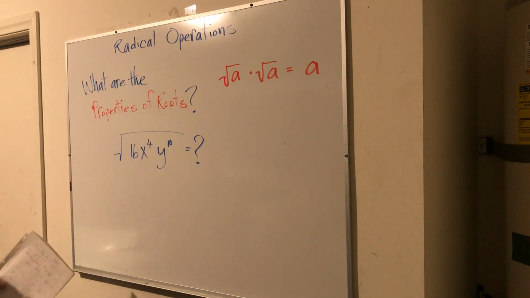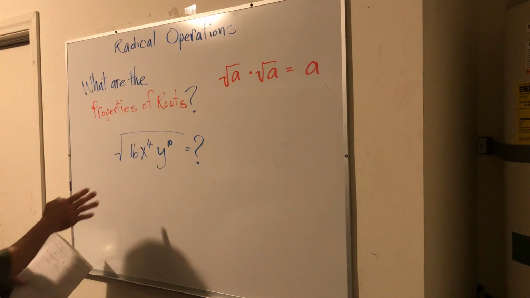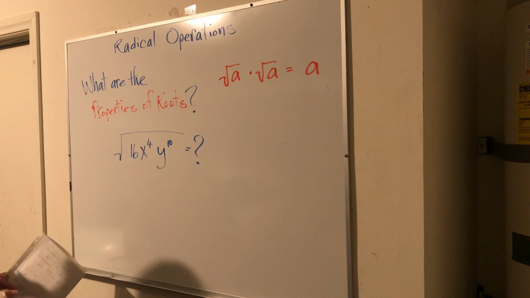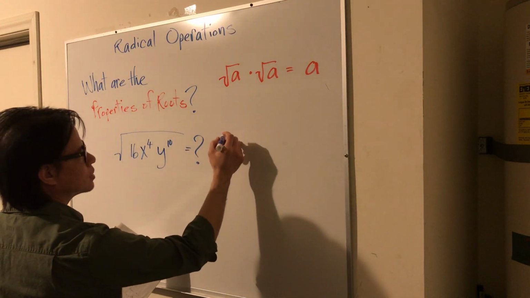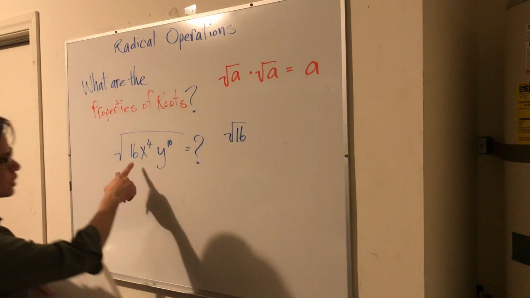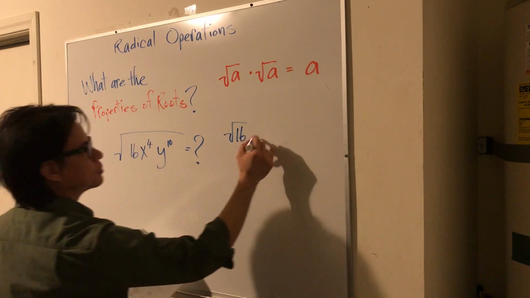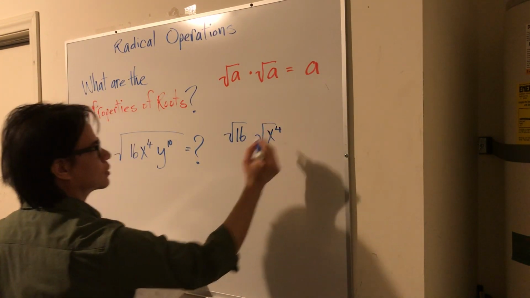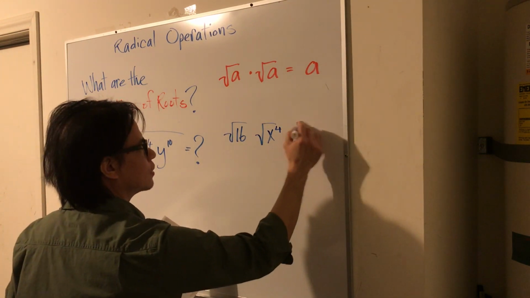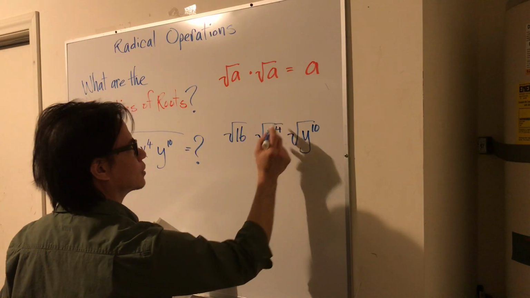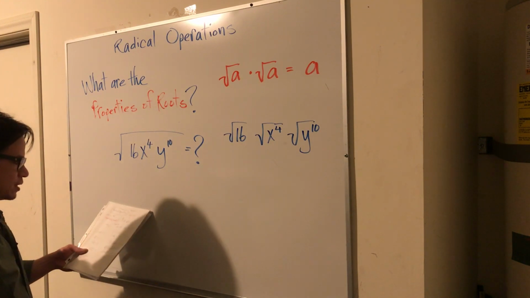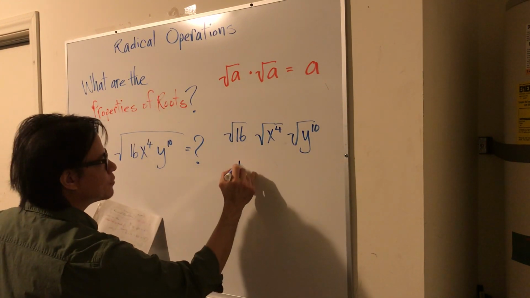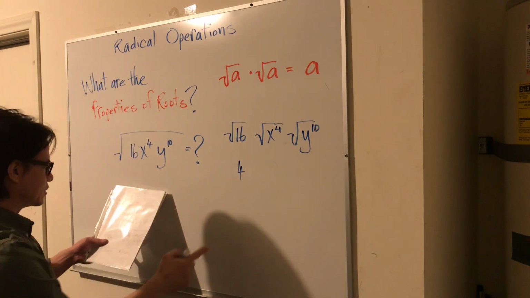Using the same approach that we did in the previous example, give it a try. Push pause on this video and see if you can figure this out. Now I'm going to break this down into 3 components, the first of which is the square root of 16. Okay, and then I'm going to put the square root of x to the 4th, and then the square root of y to the 10th. Okay, so ask yourself here, what number times itself will give you 16? If you say 4, you are correct. 4 times 4 is 16.